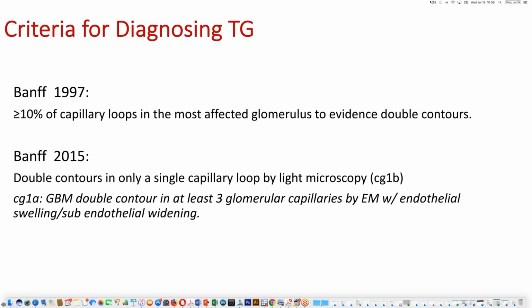So it's cg1b. So what is cg1a, or is there an earlier finding prior to the light microscopy? cg1a is actually glomerular basement membrane double contours in at least 3 glomerular capillaries by electron microscopy with endothelial swelling and/or subendothelial widening. So the common theme here is that there is some degree of an ongoing endothelial injury and endothelial remodeling. Only the remodeling phase we are able to appreciate by light microscopy, and that gets the definition of transplant glomerulopathy.